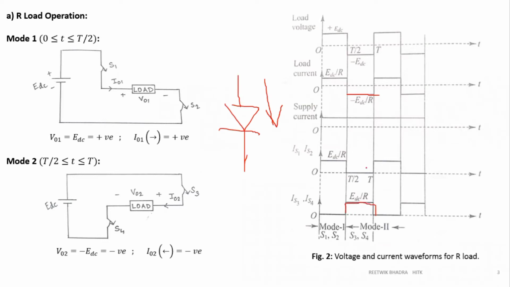That's why this I0, even though it is negative over here, it is represented as positive current over here, because your load is a resistive load, is a bilateral element, so current can flow in both directions. But your switch is a unilateral element, so current can flow in only one direction, so only positive current. Okay? Yes.